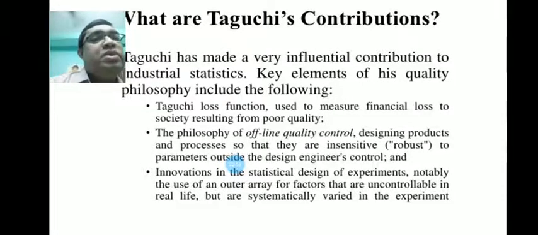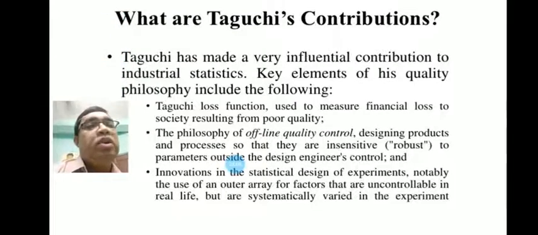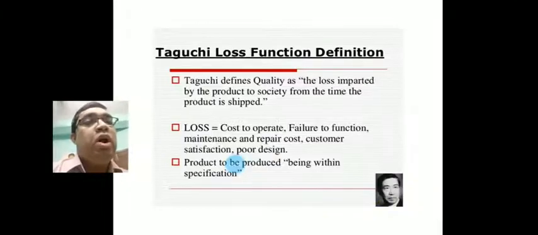And sometimes you have to use the innovations in the statistical design of experiments. In this statistical experiment, the model is given, and the outer array is used for factors that are uncontrollable in real life, which are systematically varied in the experiment.